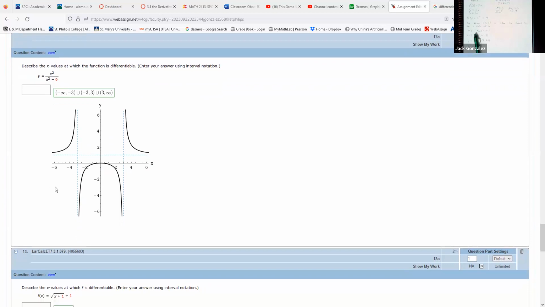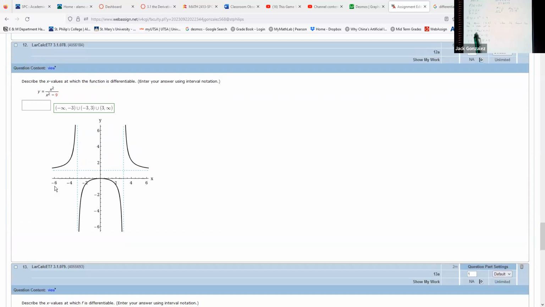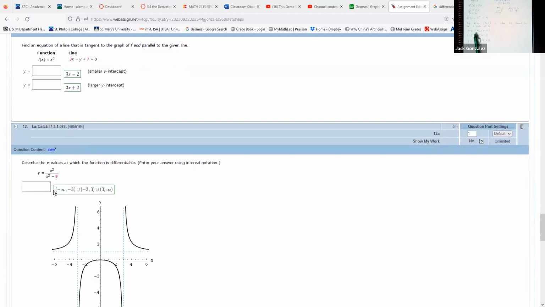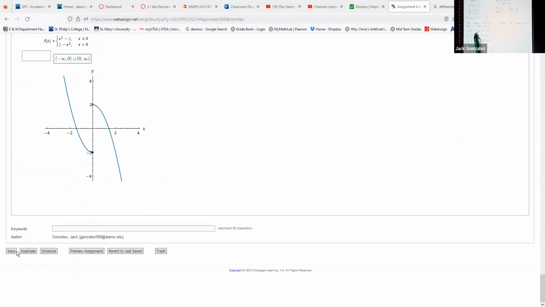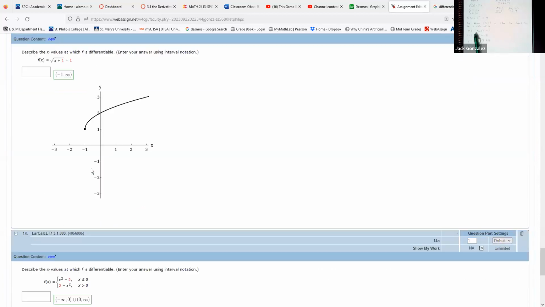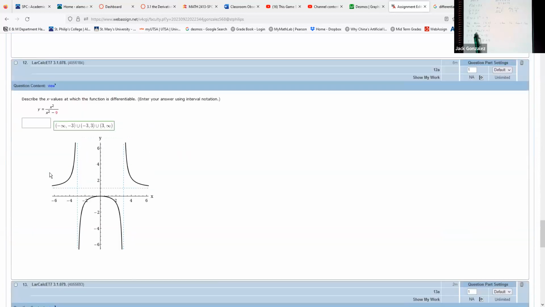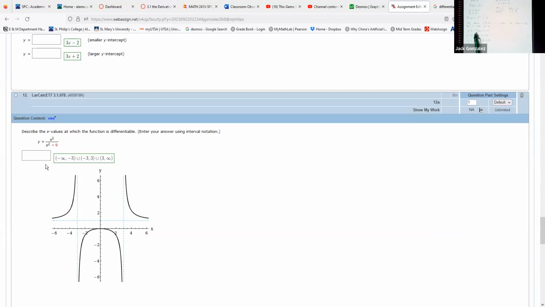Is that 12 or 13? 12, because I deleted a question, so it hasn't updated on your end. Okay, got it. If you hit refresh, it should change.